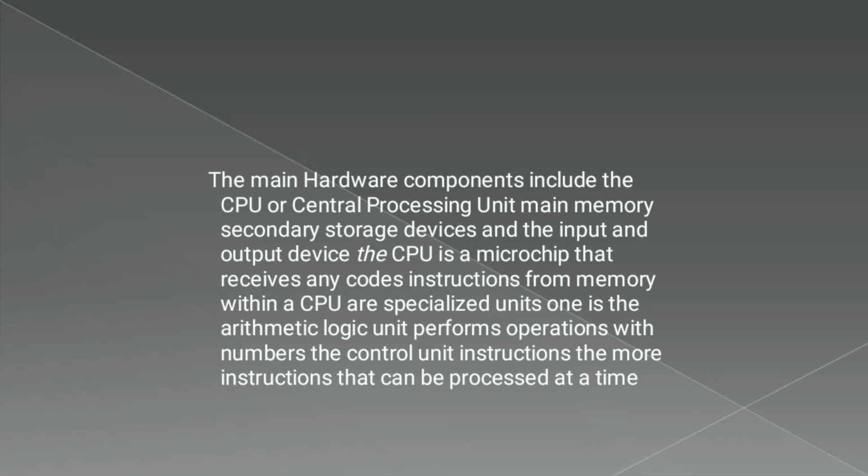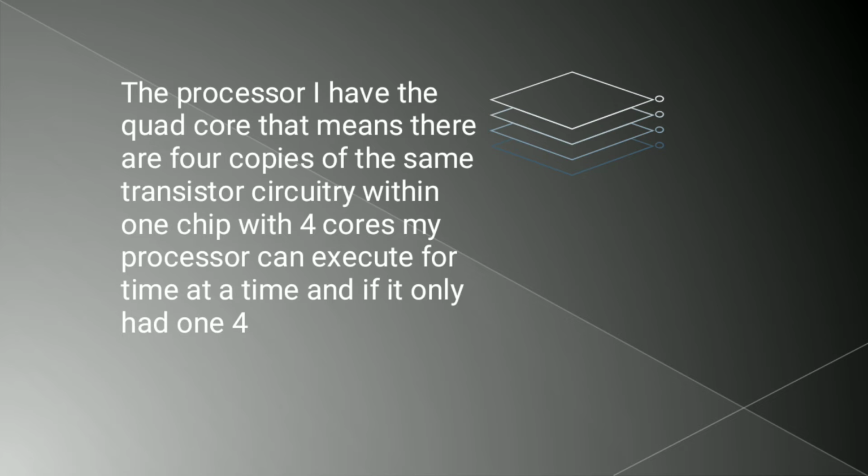Within a CPU are specialized units. One is the arithmetic logic unit, which performs operations with numbers, and the control unit, which handles instructions. The more cores, the more instructions can be processed at a time. The processor I have is quad core. That means there are 4 copies of the same transistor circuitry within one chip with 4 cores. My processor can execute 4 instructions at a time.